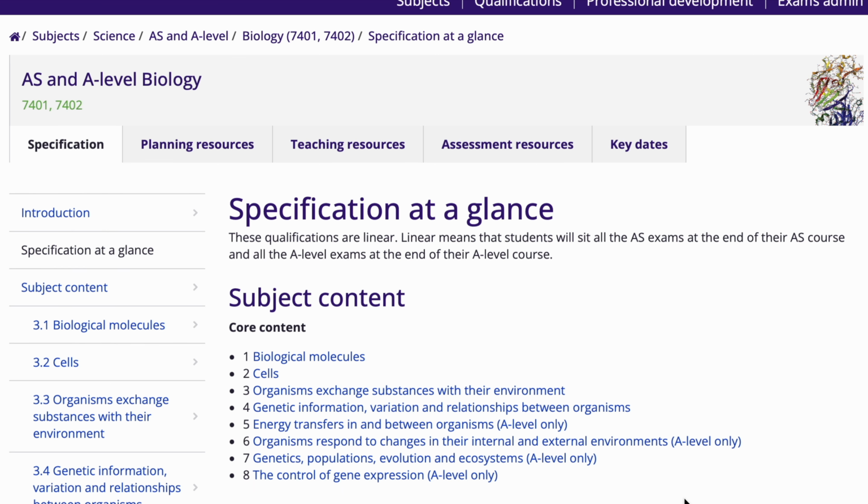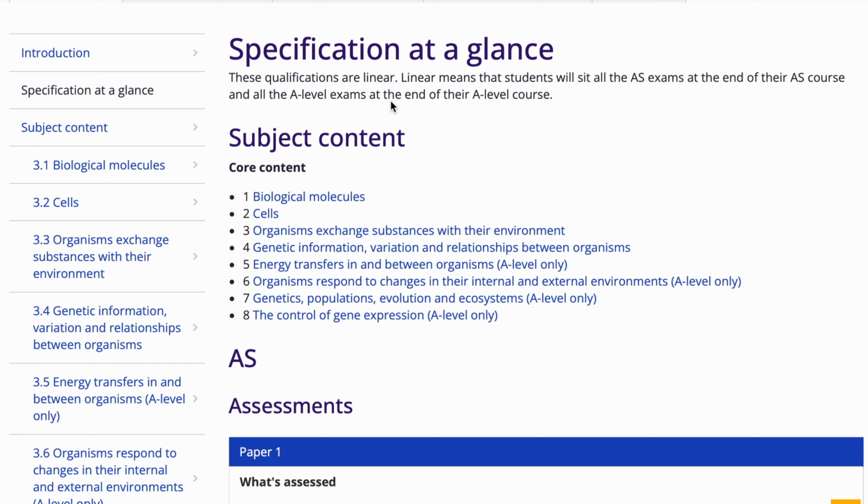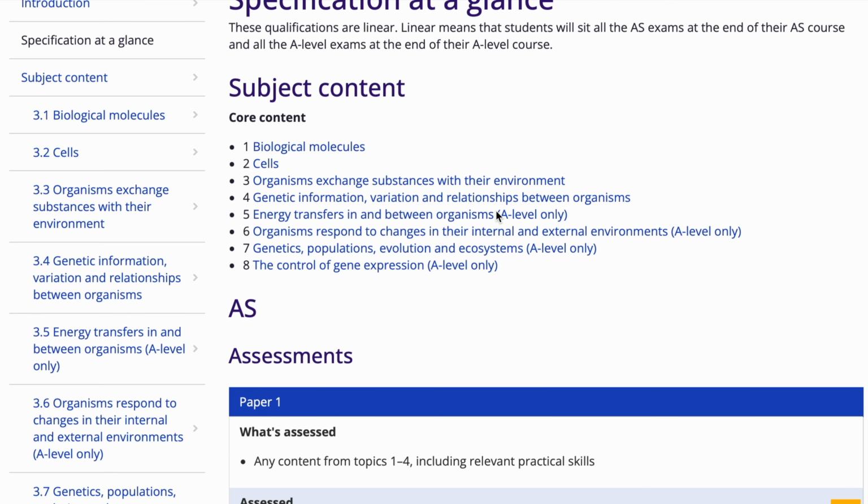So if you're doing an A-level paper, you can see here 5, 6, 7, 8 are outlined as A-level only, meaning they won't appear in the AS paper. So if you're doing your first year exams, you'll probably only be assessed on content 1 to 4. But if you're doing the A-level, obviously you need to know all of this content here.